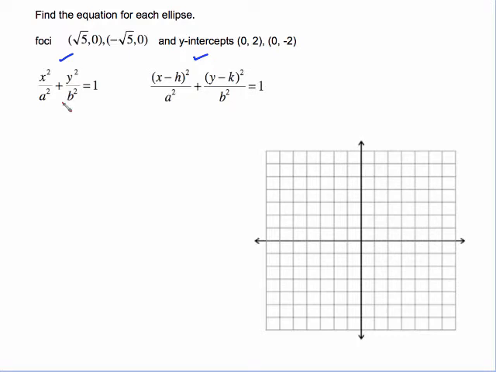It's this equation if you can establish that your center is 0, 0. If your center is elsewhere, you're going to have to use this equation. So I always start by putting some information on the graph, and that helps me decide what kind of ellipse it is and which of these two formulas I have to use.